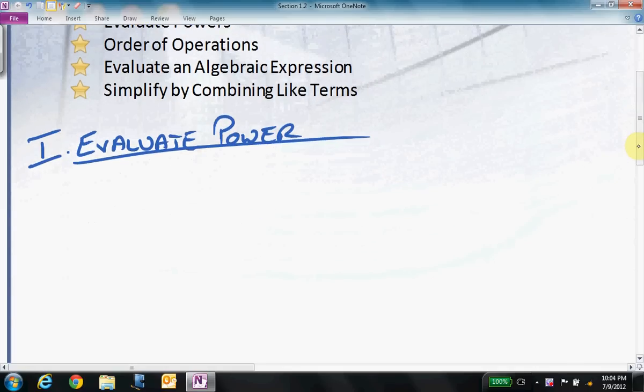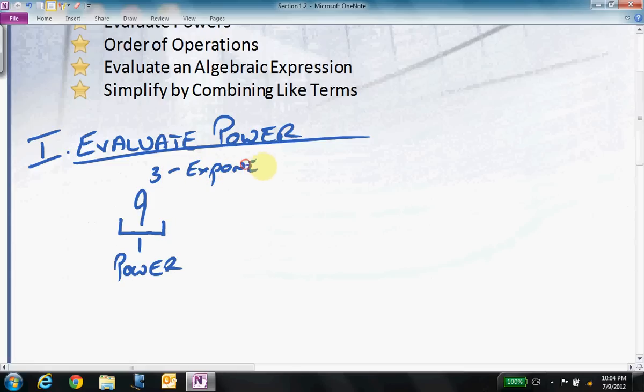What is a power? So here's an example. Let's say 9, and then we've got a little 3 there. Both of these pieces together are going to represent your power. Your 3, in this case, is your exponent, and your 9 is your base. Your exponent tells you how many times you're going to multiply your base. Alright, so in this case, 9 to the third power, it would be 9 times 9 times 9.